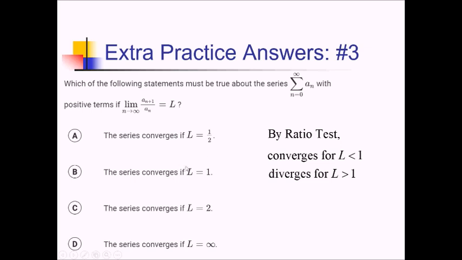Choice B, series converges if L equals 1. Well, we said 1 is an indecisive thing for the ratio test, so can't choose B. C, series converges if L equals 2. No, it would diverge if L is greater than 1. And same thing with D. It's going to diverge if L is infinity. That's a lot bigger than 1. So then choice A for sure.